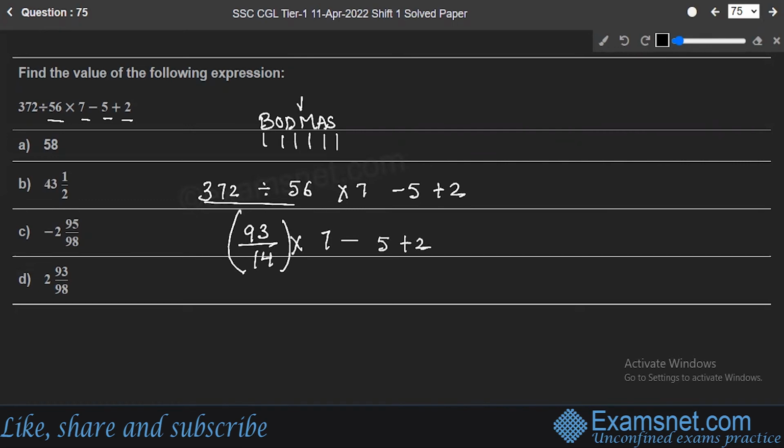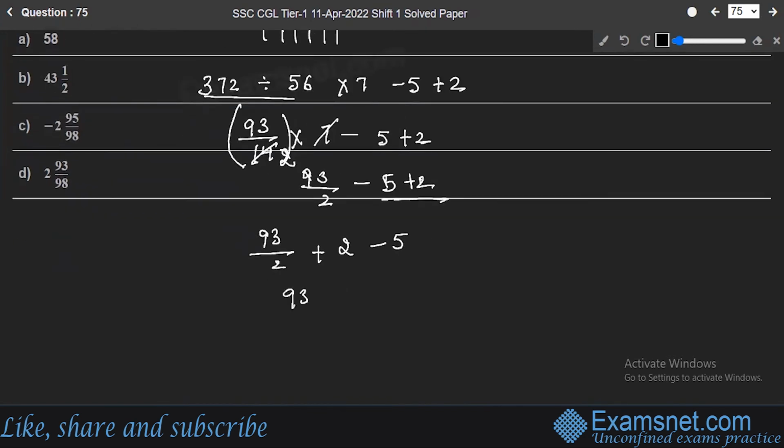Then according to BODMAS, next you are having the multiplication. So you'll be solving the multiplication thing. This will cancel at 2. You'll have 93 upon 2 minus 5 plus 2. Okay. Then addition will come. This is 93 upon 2 plus 2 minus 5. So you will have it 93 plus 4 upon 2 minus 5.